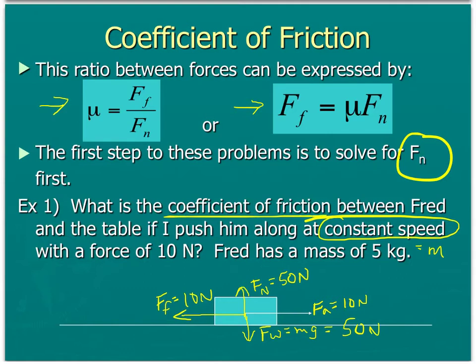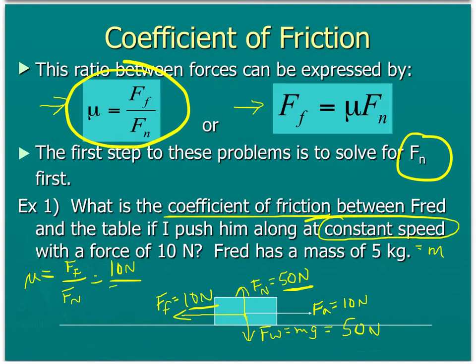Now I'm solving for the coefficient of friction, so I'm going to choose this equation since it's already set up for me. I'm just going to plug and chug. Remember, mu is equal to our force of friction divided by our normal force, which in this case is 10 newtons divided by 50 newtons. When I plug and chug this, 10 divided by 50 gives me a coefficient of friction of 0.2. Notice the newtons cancel out, and you're not going to have any units for the coefficient of friction.